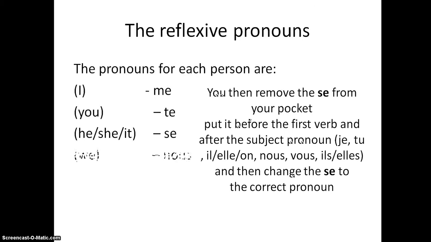Well, you need to know the reflexive pronouns for each of the people. And then this se, once you've dealt with the verb, you take it out of your pocket, put it before the verb, but after the subject pronoun: je, tu, il, elle, on, nous, vous, ils, and elles. Then you change the se to the correct pronoun, depending on who you're talking about. So it's me, or te, or se, or nous, or vous, or se. Slightly odd that in the reflexive you have nous and vous, but that's completely correct.